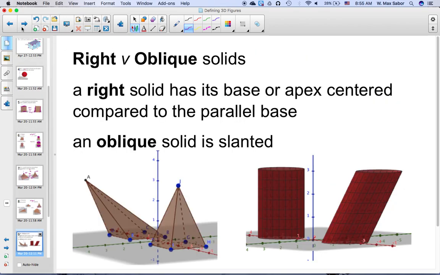You should know the difference between a right solid and an oblique solid. A right solid is what your normal one looks like. This is a right solid. It has its base or apex centered compared to its base. So typically when people draw pyramids, the top is directly above the center of the base. But this one is oblique because it is slanted. The point is not directly above the center of the base. Here we have a right cylinder, and this is an oblique cylinder.